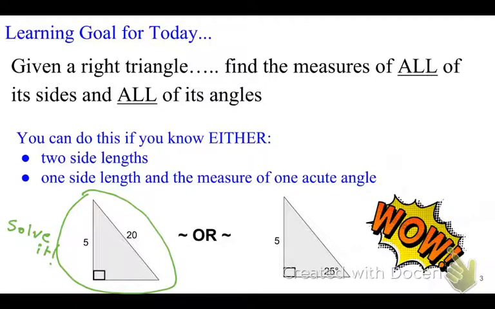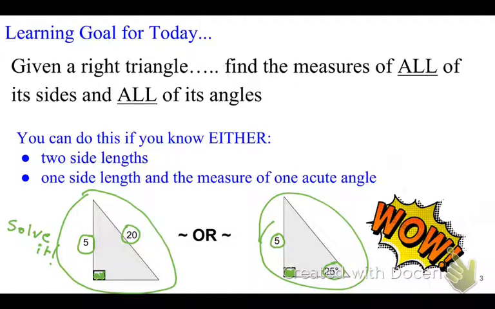Okay, and here you have two sides, and as always, you have the right triangle down here. Or you could have this kind of picture with the solve it, and here you have one side, one angle, and then you also have the 90-degree angle, which is a given. So you actually have two angles, but one of them is just going to be the acute angle that you're given. Okay, let's go to the next slide.